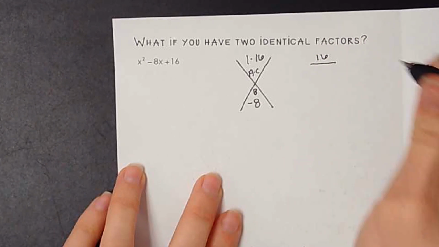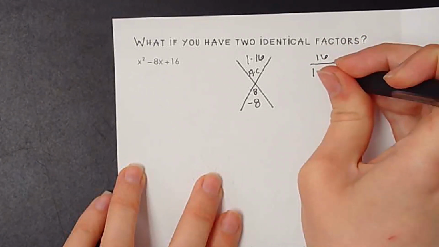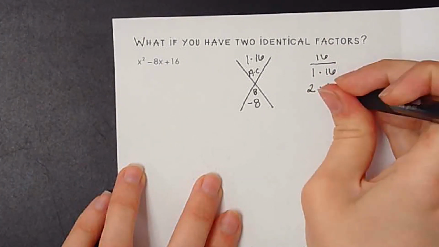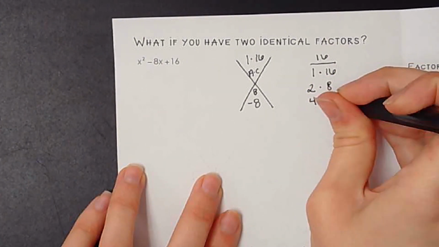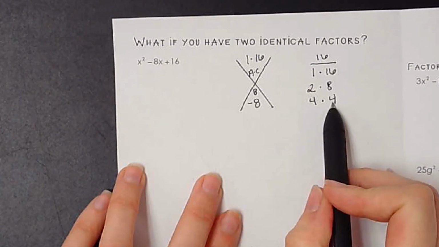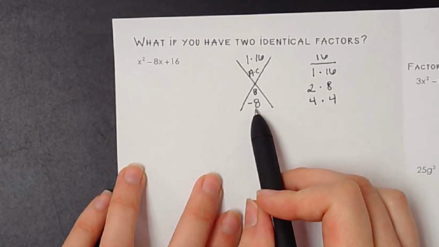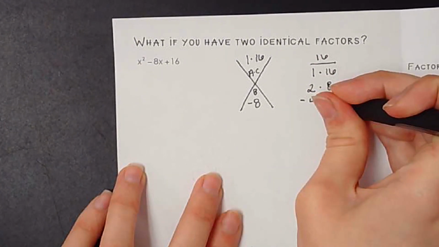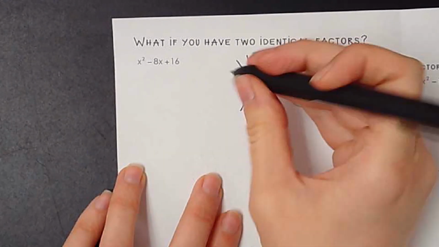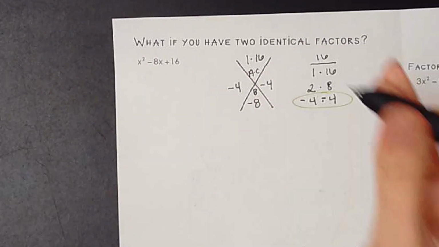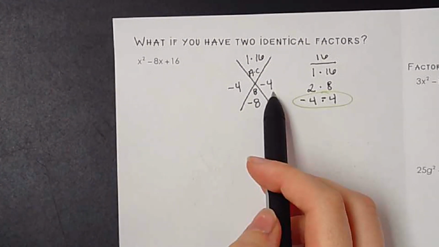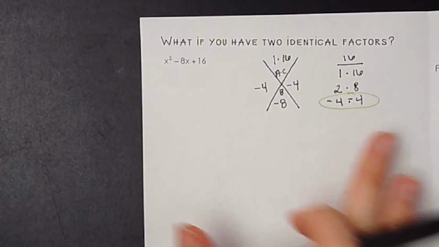So what multiplies to 16? 1 times 16. 2 times 8. 4 times 4. Oh, 4 times 4, if I added those together, I would get positive 8. I need negative 8. So if I have negative 4 and negative 4, those would add to negative 8. So I know that's what these numbers are. So this is where our identical factors are going to come in. We ended up with the same number for our middle term.